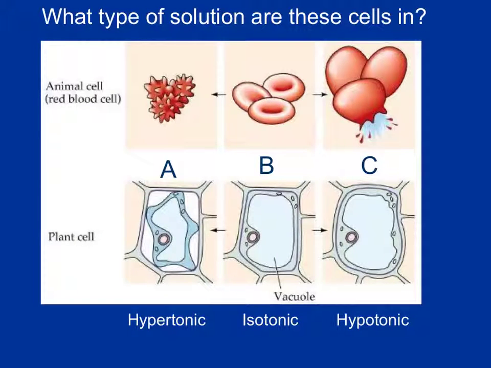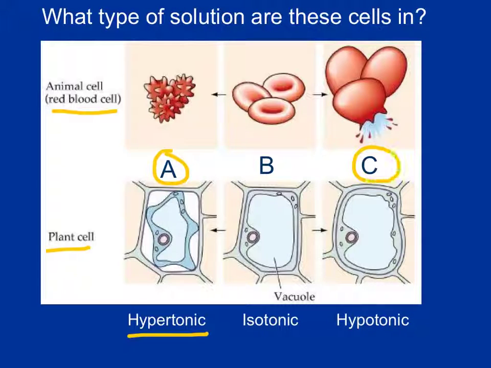So here's a great little practice for you to think about, and the answers are already labeled for you here. Think about what the pictures are showing. These both represent cells. On the top, they represent blood cells from humans or animals, and plant cells at the bottom. By what you see happening, what type of solution must they be put in? If they shrivel up, like in A, water must have left the cell, and if it left the cell, it's because it was in a hypertonic solution.